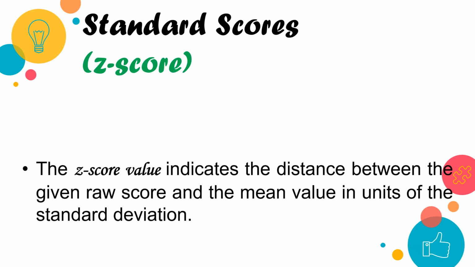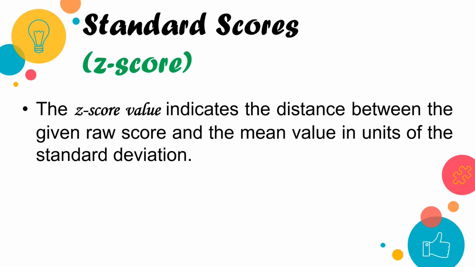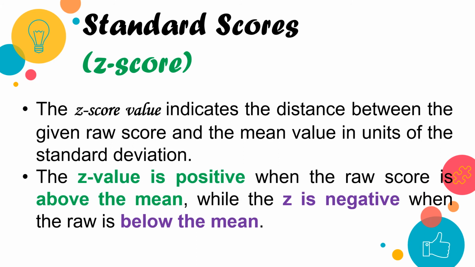Now, the z-score value indicates the distance between the given raw score and the mean value in units of the standard deviation. The z value is positive when the raw score is above the mean, while the z value is negative when the raw score is below the mean. Please take note of the interpretation, everybody. So this time for the z value, we can actually get a positive value or a negative value, and each of them has its own interpretation.